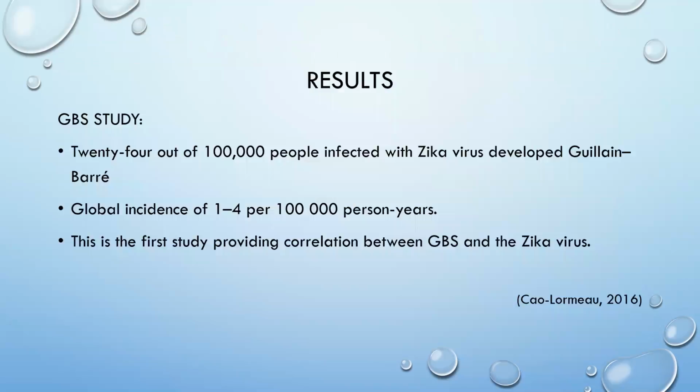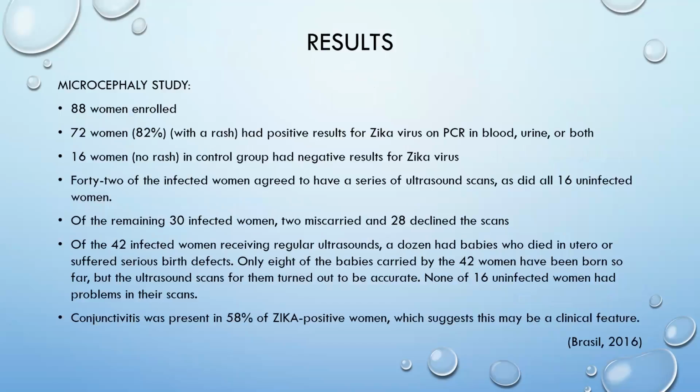Results or hypotheses generated. In the GBS study, 24 out of 100,000 people infected with Zika virus developed Guillain-Barré in French Polynesia during the outbreak, compared with a global incidence of 1 to 4 per 100,000 persons annually. This is the first study providing correlation between GBS and the Zika virus.